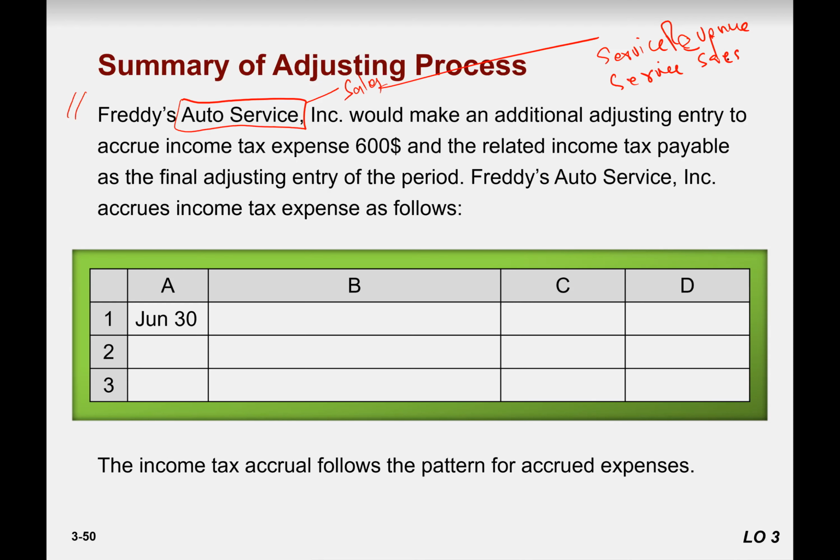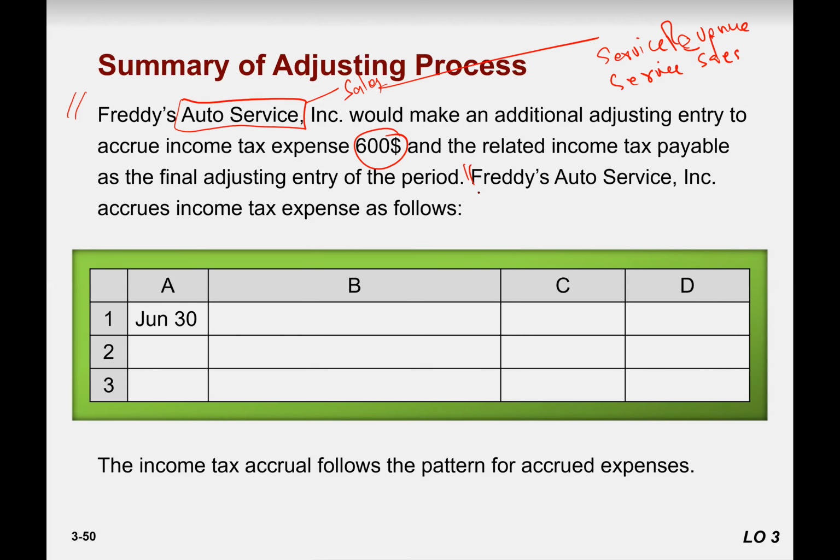So here we go. Friday's Auto Service Incorporation would make an additional adjusting entry to accrue income tax expense of 600 and the related income tax payable as the final adjusting entry for the period. So basically they are just mentioning how they are going to account for the income tax expense.